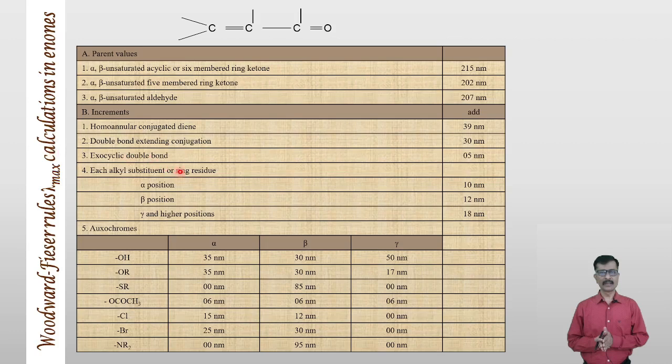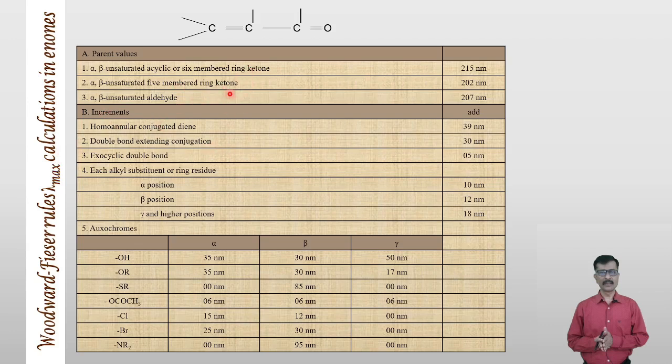Exocyclic double bond, as discussed earlier, we have to add 5, but here we cannot consider a double bond of carbon oxygen. The carbonyl double bond should not be considered here, only carbon carbon double bond needs to be considered. Then we have to identify substitutions on various positions.